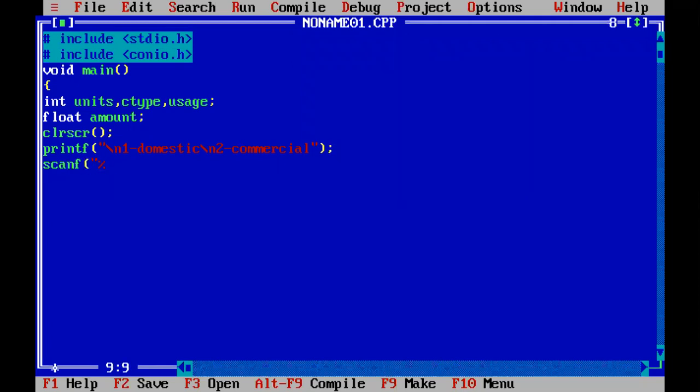Scanf percentage d, ampersand of c type, the customer type. Actually a prompt is not necessary. During the program, the input I gave has no prompt, so finally I will remove the prompt. After compiling, you directly read the customer type, that's enough. Then usage. Backslash n one low, backslash n two normal, backslash n three high.